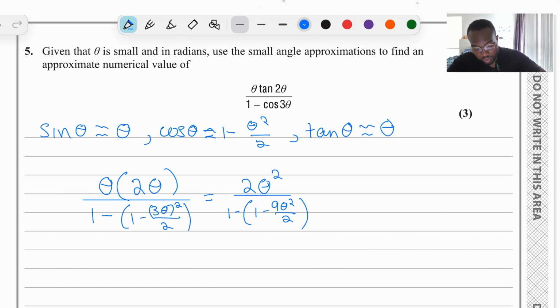Okay, so for this point here, we have a 1 minus a 1, so that's going to cancel out. So we have 1 minus 1 to 0, and then we have that minus times a minus 9 theta squared over 2, so that gives me just 9 theta squared over 2.